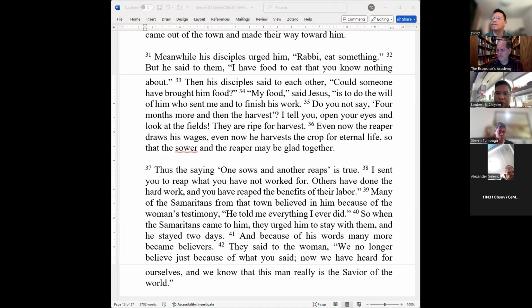Do you not say, 'Four months more and then the harvest'? I tell you, open your eyes and look at the fields. They are ripe for harvest. Even now, the reaper draws his wages. Even now, he harvests the crop for eternal life, so that the sower and the reaper may be glad together."